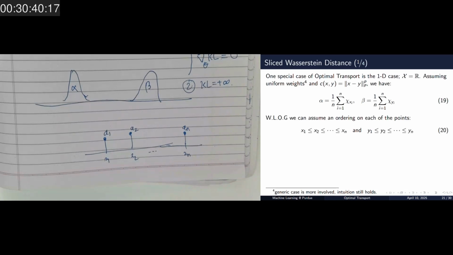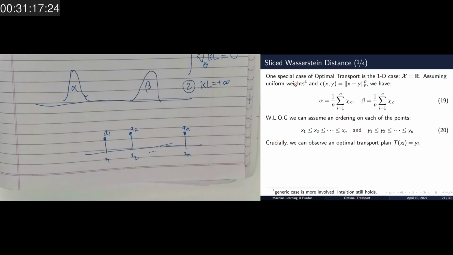So without loss of generality, we can assume an ordering on each of these points. So x1 is less than or equal to x2, and so on and so forth through xn. Similarly, we can do the same for our target measure, y1 is less than or equal to y2, and so on and so forth, all the way to yn. Right? Now, we have already solved our optimal transport problem just like this, where if we just set our transport plan of xi to be equal to yi, we get the optimal solution.